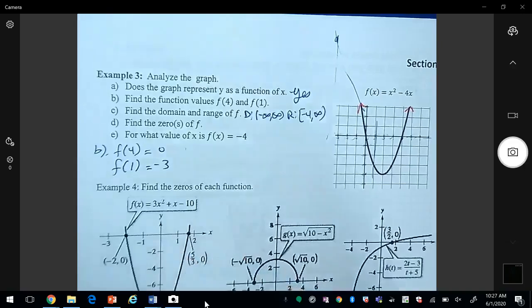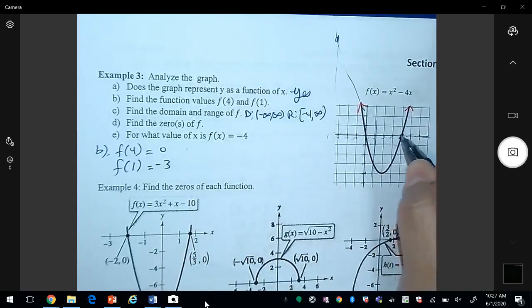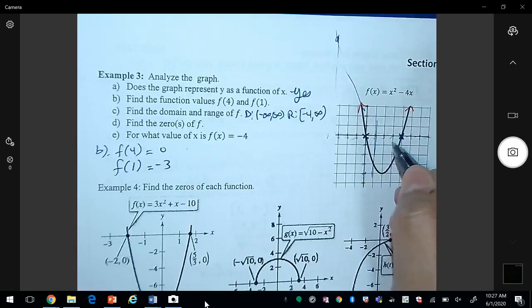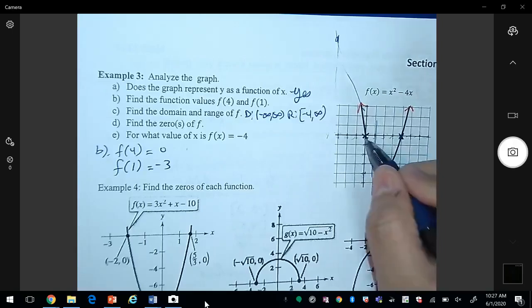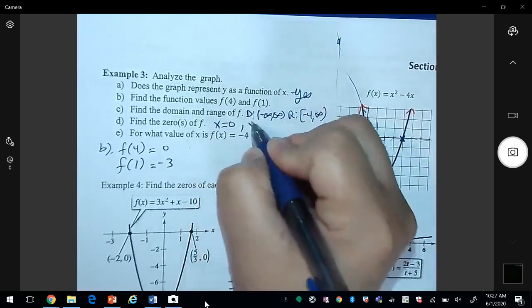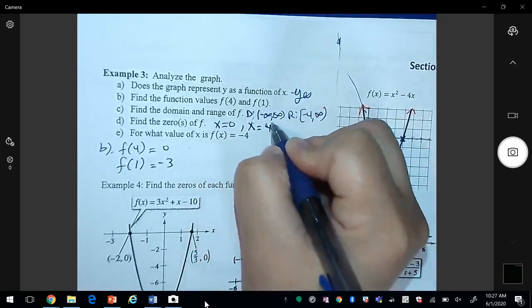Find the zeros of f. Those are the numbers where the graph crosses the x-axis. So this one has 2, one here and one here. So at x equals 0, we have a 0, and at x equals 4, we have a 0.